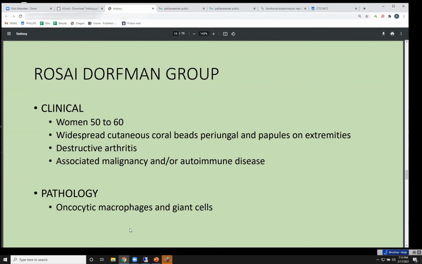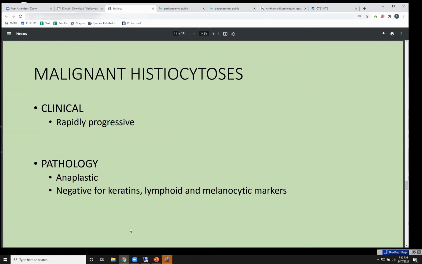And the third group is the Rosai-Dorfman group, which I'm going to not discuss because this is systemic Rosai-Dorfman. And then the last two of the classification are malignant histiocytoses, and all we'll say about that is that these are rapidly progressive disease, and the pathology is anaplastic cells, where you have to do immunohistochemistry because they can look like a carcinoma or lymphoma, so you need keratin, lymphoid, or melanocytic markers.